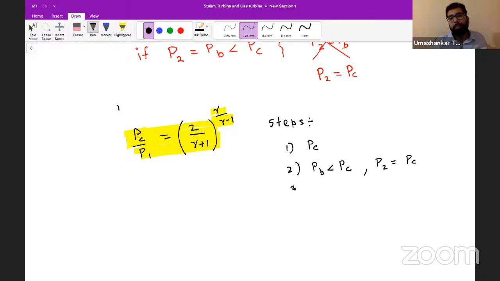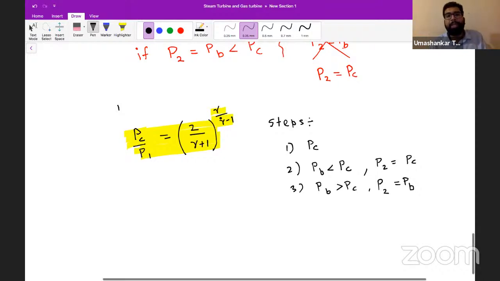And if PB is greater than PC, we can have P2 is equal to PB.